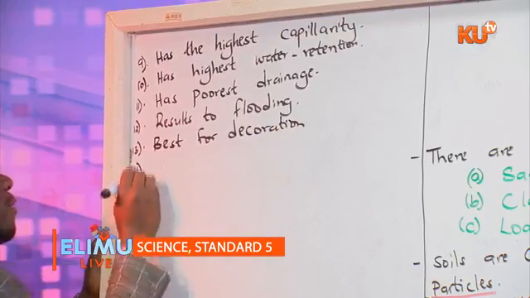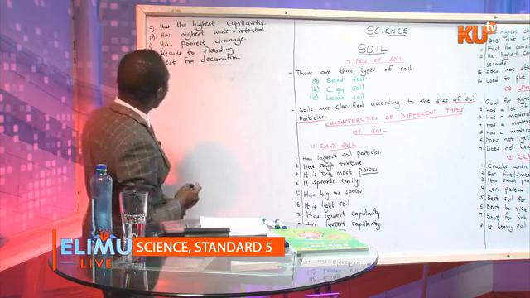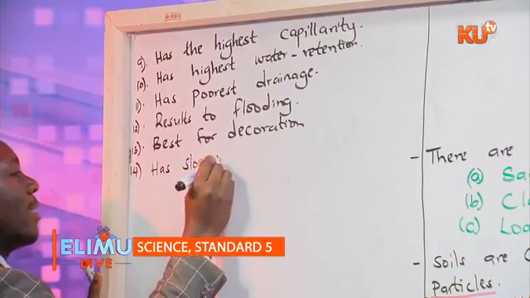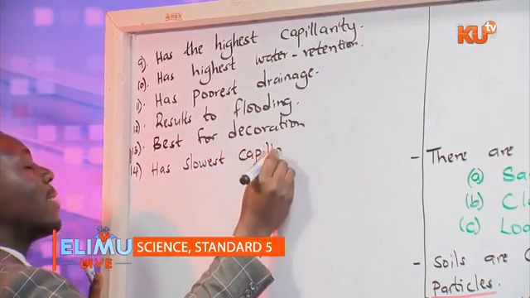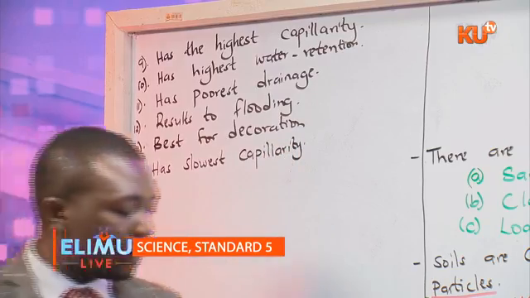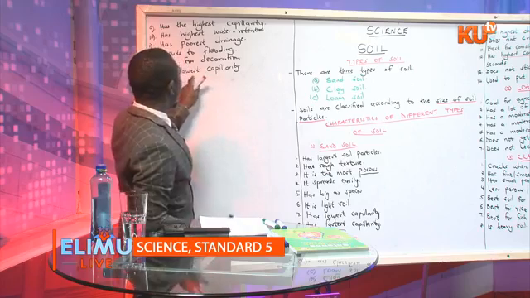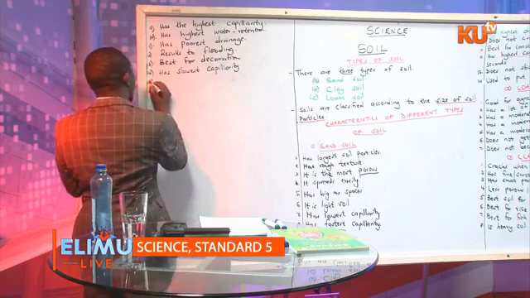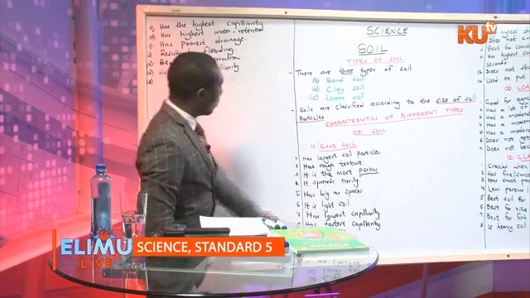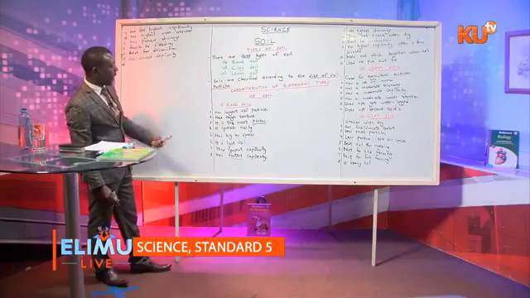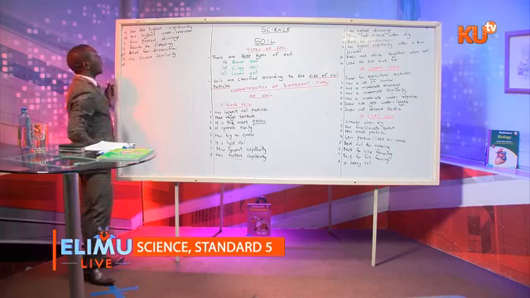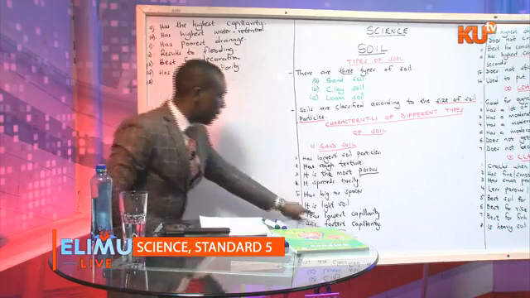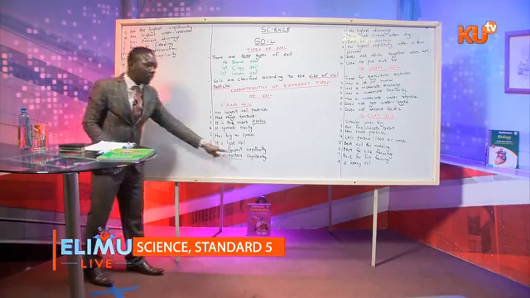And then another characteristic, number 14: this type of soil has the slowest capillarity. We said sand soil has the fastest capillarity. In short, water rises very fast in sand soil, but in clay soil, water rises slowly. That's why we say it has the slowest capillarity. Alternatively, we said sand soil has the lowest capillarity. The opposite of low is high, so clay soil has the highest capillarity. I wrote it there. Make sure you know the difference between highest capillarity and slowest. Slow, the opposite is fast. High, the opposite is low.